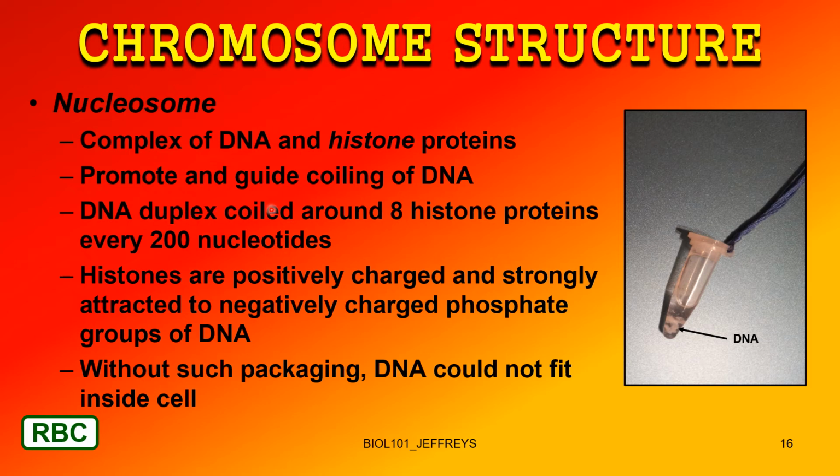DNA is coiled around 8 histone proteins for every 200 nucleotides. Histones are positively charged and strongly attracted to negatively charged DNA. That's the phosphate groups. Remember, they have a negative charge on them. And without this kind of packaging, DNA cannot fit inside of your cells.